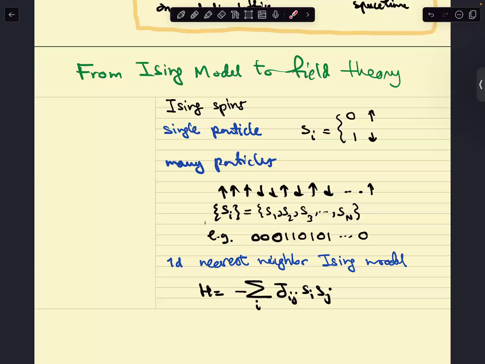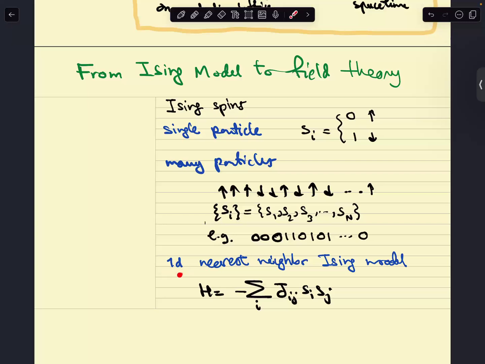Now, if you have many of these on a chain, for example, you could have spin up, up, up, down, down, up, down, and so on. Think of this as a sequence of S_i. S1 is this spin, S2 is this spin, S3 is this spin, and they take values of zeros and ones. So this could be thought of as a Morse code, 0, 0, 0, 1, and so on, right? So these are the states of this classical Ising model that we're describing.